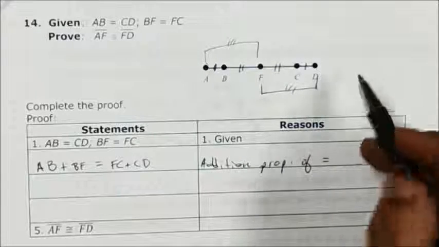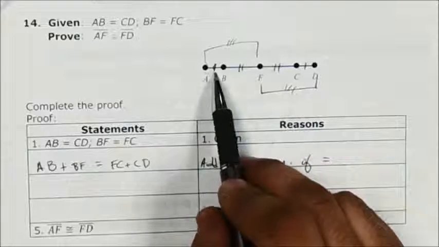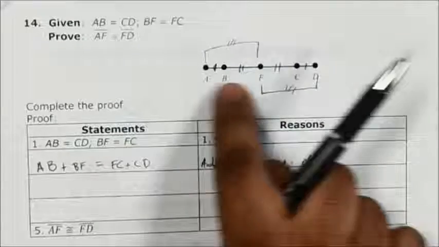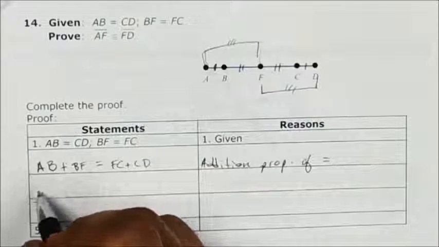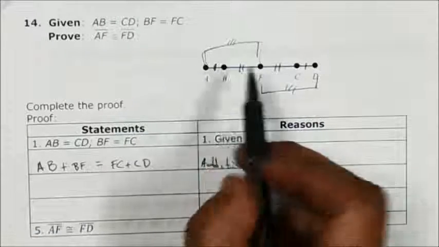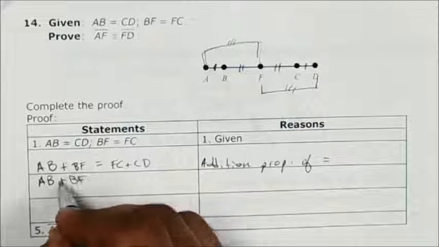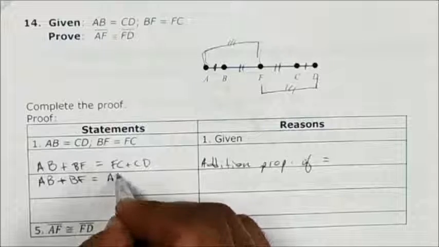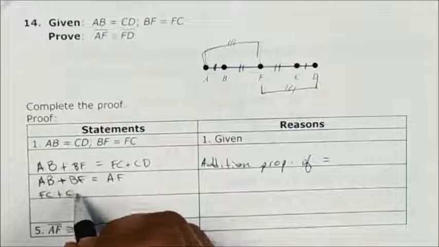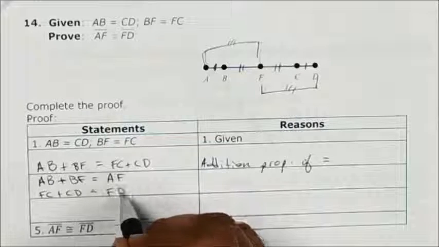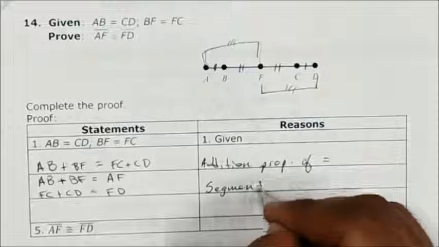Okay, and then to solve this, the next thing I want to do is, I know that if I take AB and BF and I add those together, then that's equal to AF. Okay, part plus part equals whole, so that's what we're going to write. AB plus BF is equal to AF, and then FC plus CD is equal to FD, and that is what we called the segment addition postulate.